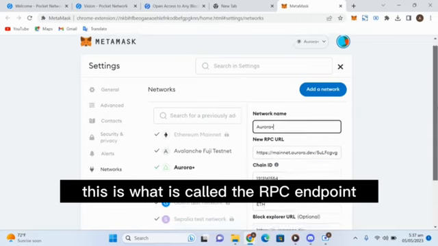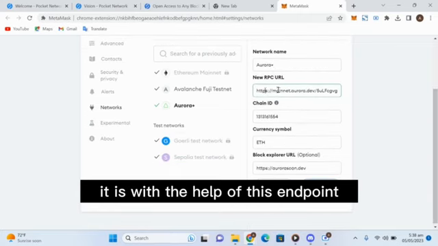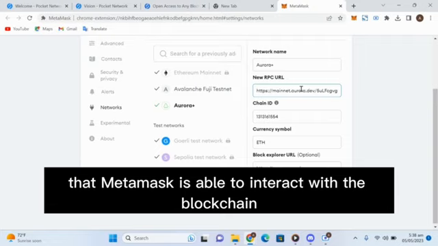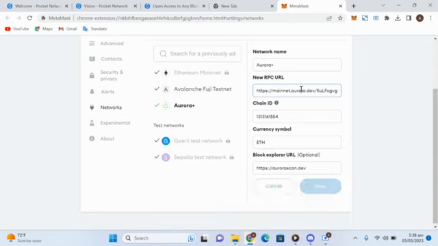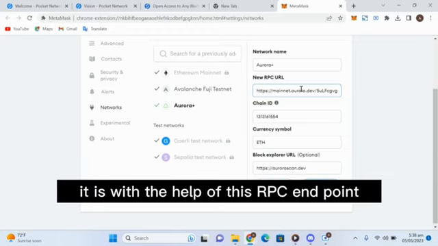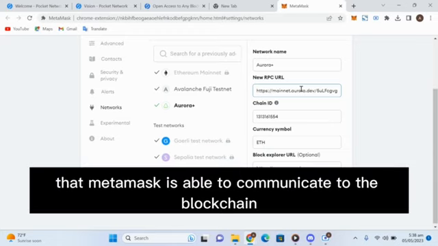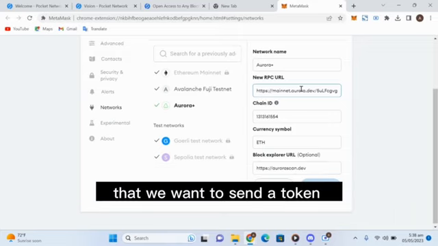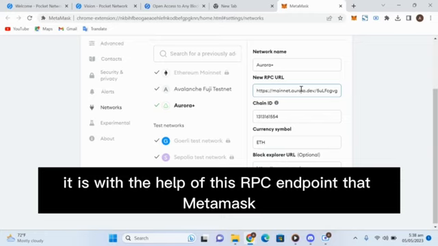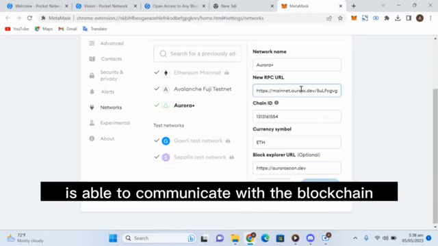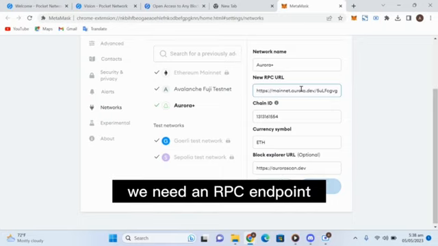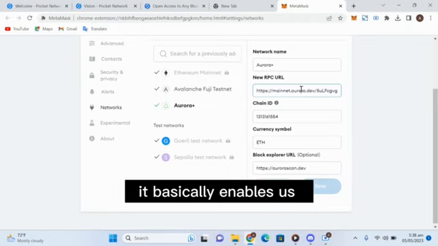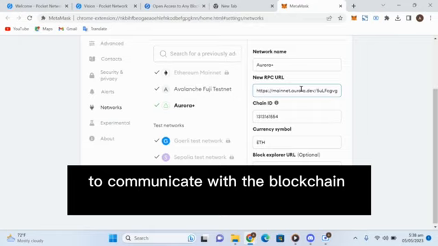This is what is called the RPC endpoint. It is with the help of this endpoint that MetaMask is able to interact with the blockchain. So without this RPC endpoint, MetaMask is useless. It cannot function, because whenever you are sending a token, it is with the help of this RPC endpoint that MetaMask is able to communicate to the blockchain that we want to send a token to an address. It is with the help of this RPC endpoint that MetaMask is able to communicate with the blockchain that you want to withdraw your token and all that. So that is why we need an RPC endpoint. This is the importance of the RPC endpoint. It basically enables us to communicate with the blockchain.